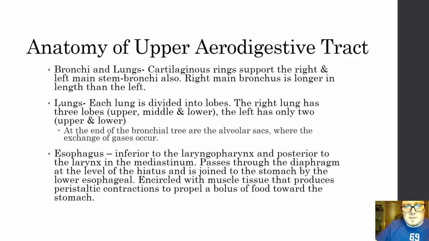The lungs, as the slide shows, are divided into lobes. Right has 3, left has 2. We've been over some of that. Remember, at the end of the bronchial tree are the alveolar sacs. That's where the gas exchange occurs.